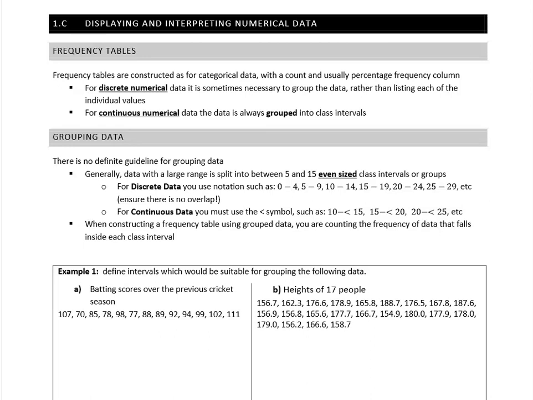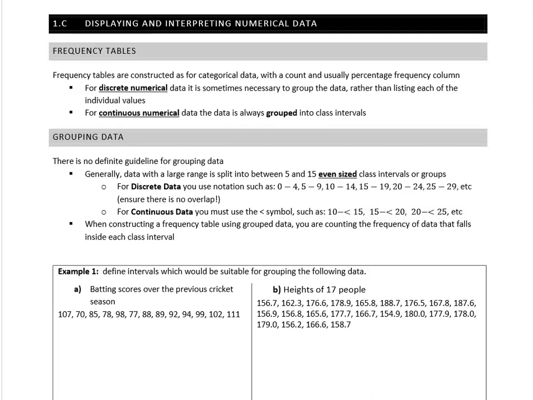Hi guys, in this video we're just going to have a quick run through or a refresh of how to display numerical data. So just the first section of 1C. When we're looking at numerical data, remember you have two types. You have discrete data where you've counted the responses, and you have continuous data where you have measured. Because we have different types of numerical data, we also show or represent them slightly differently in frequency tables.